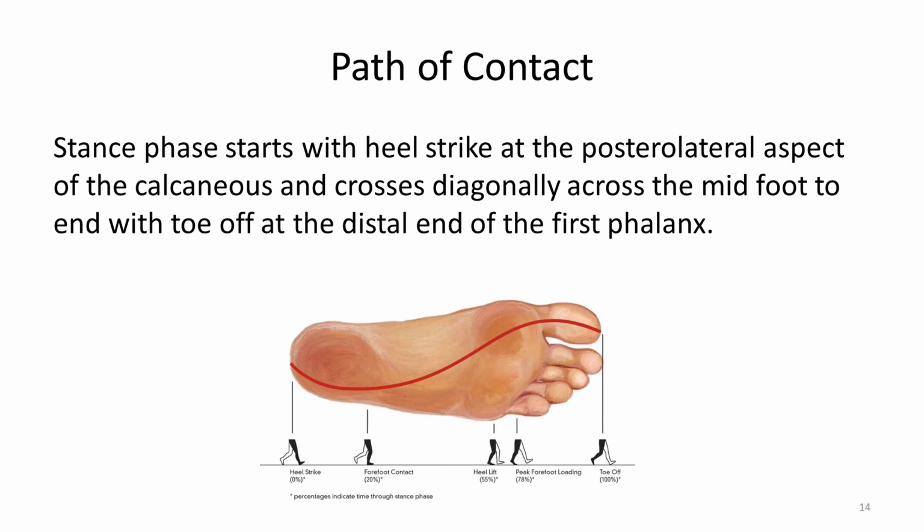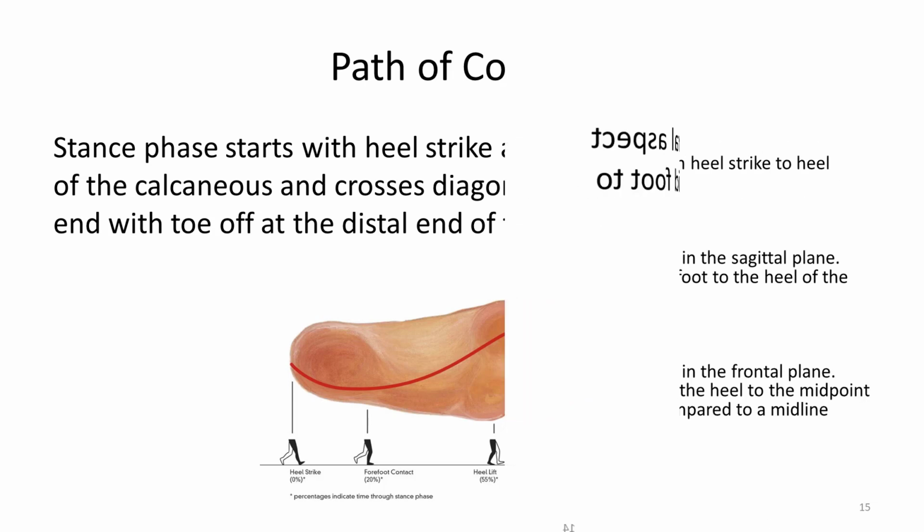Now, when we're looking at a gait cycle, we can evaluate a lot of different things. One being the path of contact. So when they're heel striking, what part of their heel are they contacting? Ideally, we're looking for the lateral edge of the foot, of the calcaneus, to make contact first with the ground. And then as they go through their stance phase, they're going to transition towards more of the medial side. So when they toe off, they actually go off the big toe. So we're looking at their positioning in a sagittal plane and how they proceed through their stance phase.